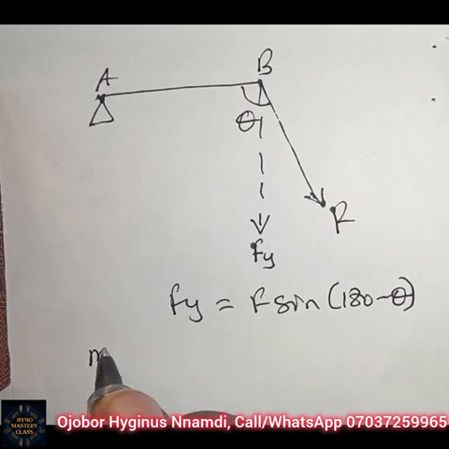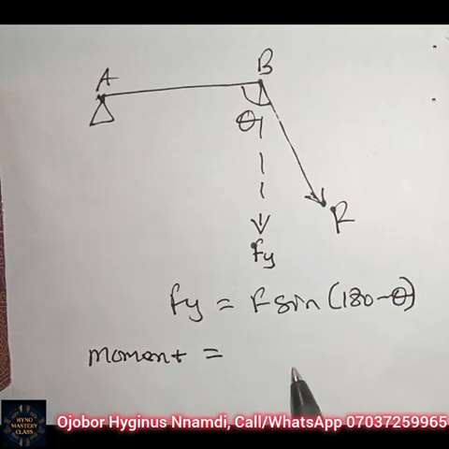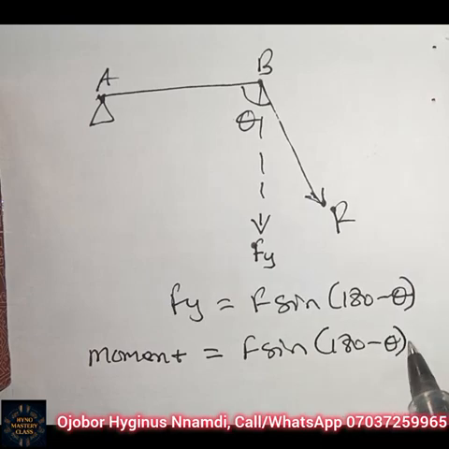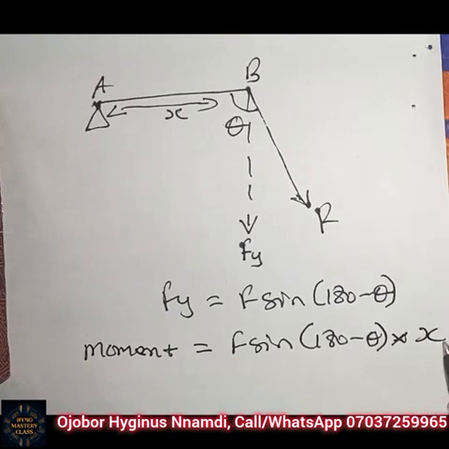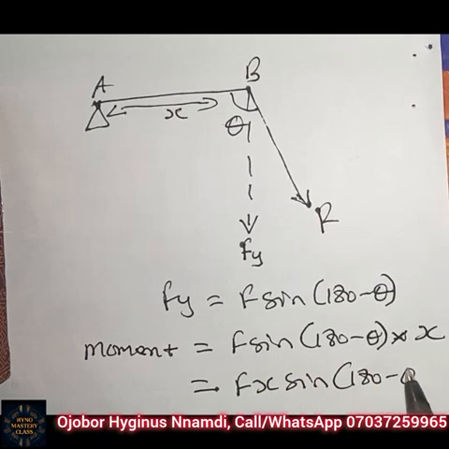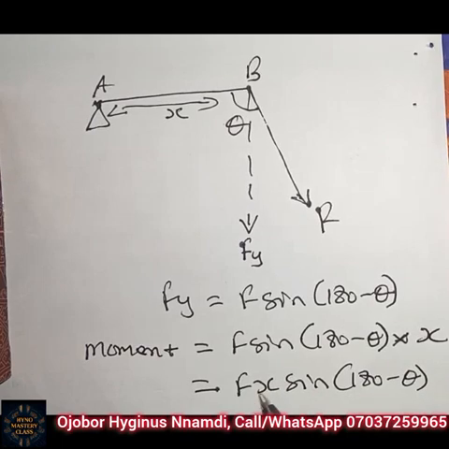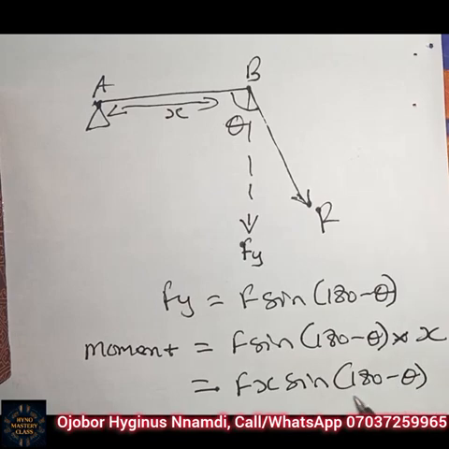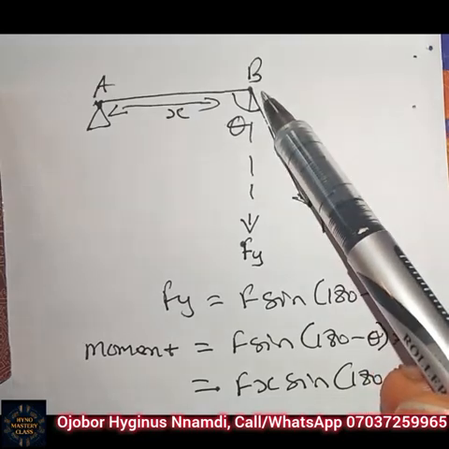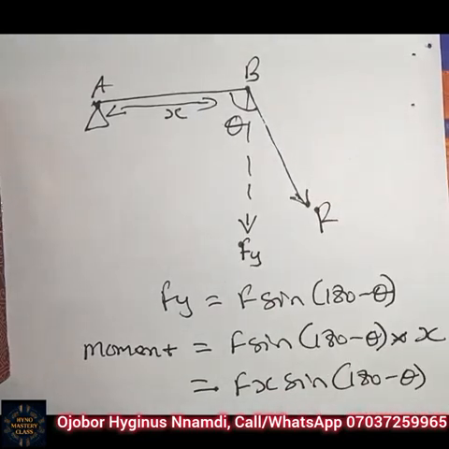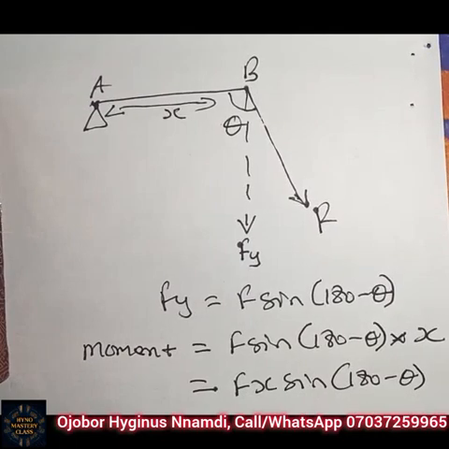So the moment about point A will be equal to F sine 180 minus theta times the distance, and let's say the distance here is x, therefore it will be times x. So the moment will be equal to Fx sine 180 minus theta. I said if the angle is greater than 90 degrees, you have 180 minus theta. If it is less than 90 degrees, you have just sine theta. But if the force is completely perpendicular to the distance from the turning point, then it is just force times distance. That is moment of a force about a point.